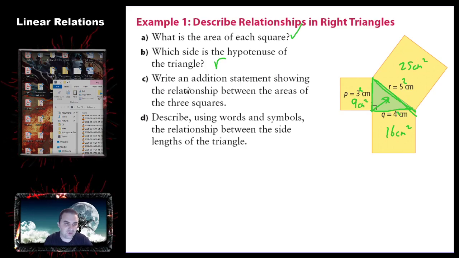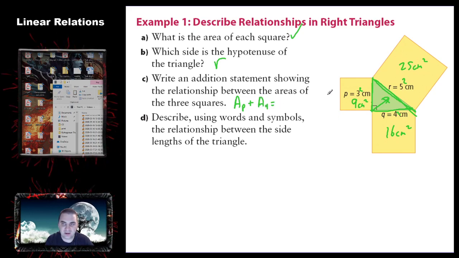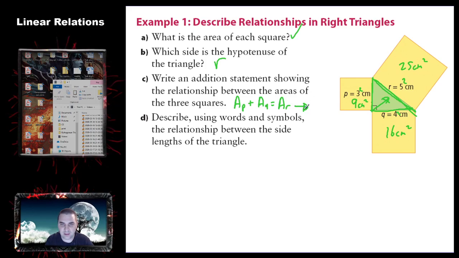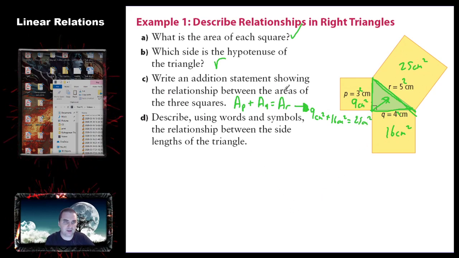Write an addition statement showing the relationship between the areas of the 3 squares. Well, the area of P plus the area of Q is equal to the area of R. And if I put that in terms of numbers, then what we have here is the area of P is 9 centimeters squared plus 16 centimeters squared is equal to 25 centimeters squared. Okay, that's the addition statement.